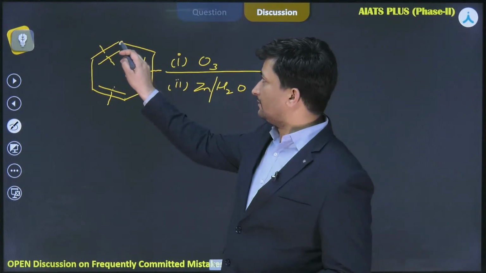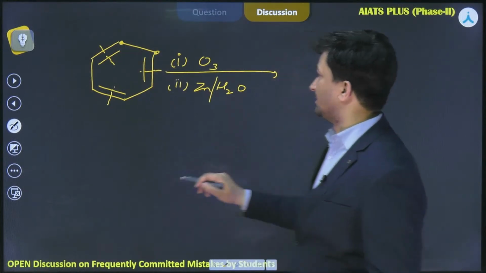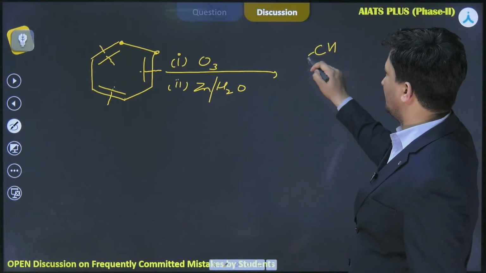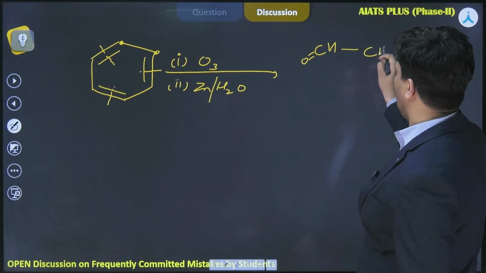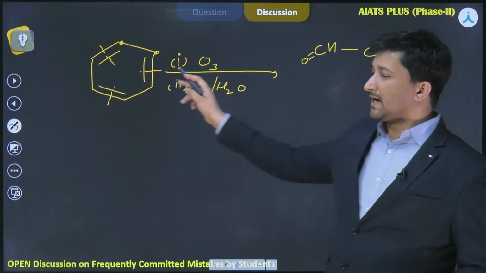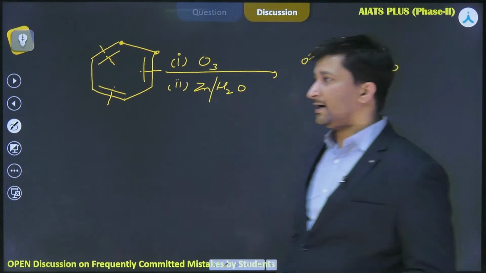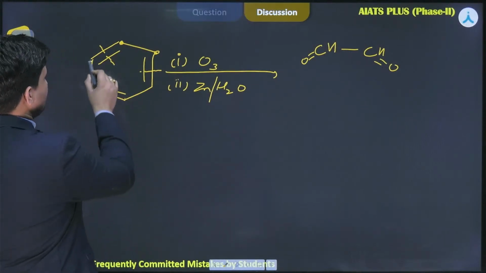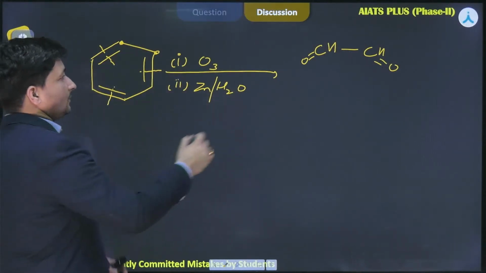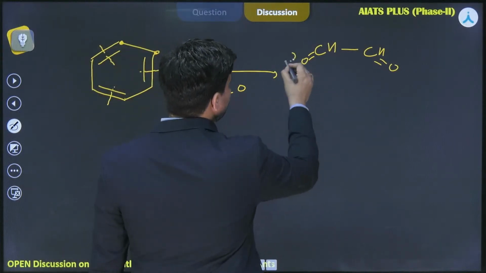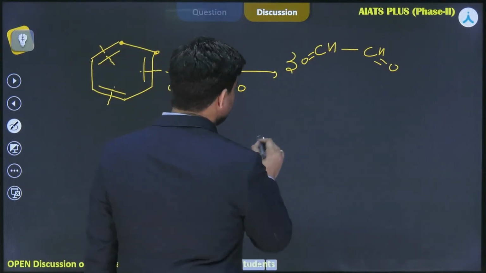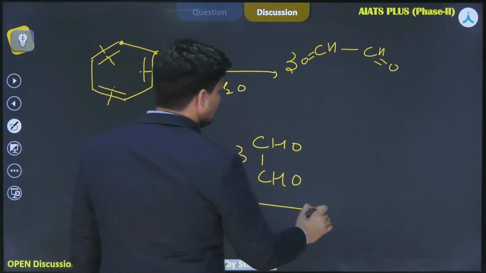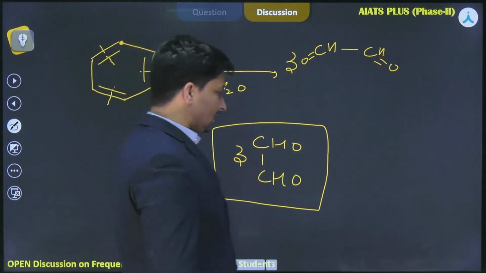So you can see you will be getting 2 carbons with each other. The first product will be CH double bond O, CH double bond O. See, all the carbons of benzene contain 1 hydrogen. Similarly, this will also give the same molecule, and this will also give the same molecule. So 3 molecules of CHO-CHO, glyoxal, will be obtained. So this is the product that will be formed here.